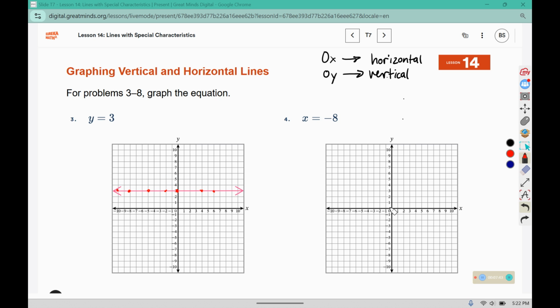Here, we're going to go to where x is -8. So on the x-axis, we're going to -8. And it doesn't matter what y is, anywhere along there, we're going to get -8. And so if there's no y term, we get a vertical line. And that vertical line shows up at the place where x is -8.